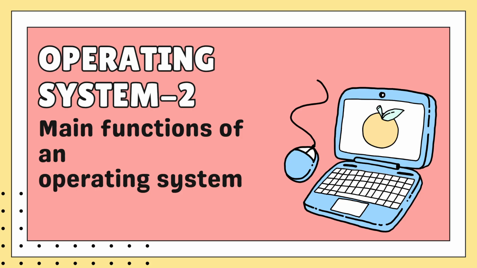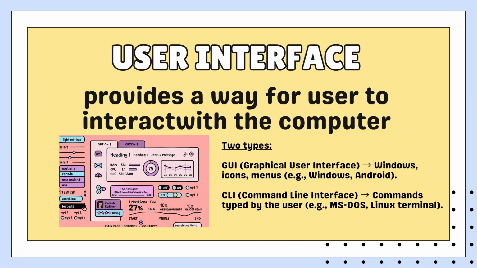So today is all about operating systems 2, that is main functions of an operating system. So let's go into the topic without any delay. So first is all about user interface. User interface provides a way for users to interact with the computer.